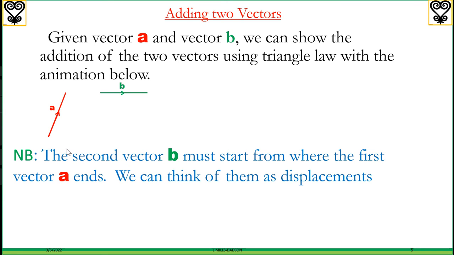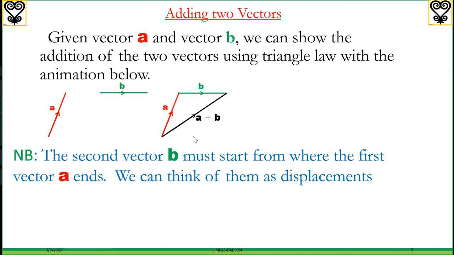Now what happens is that when you are showing addition of vectors, the second vector, in this case b, must start from where vector a ends. So this is vector a. If you want to add b, b should start from the end of a. And a line from the beginning of a to the end of b is what we call the addition of the two vectors. So a plus b is what is represented by the red and the green line.